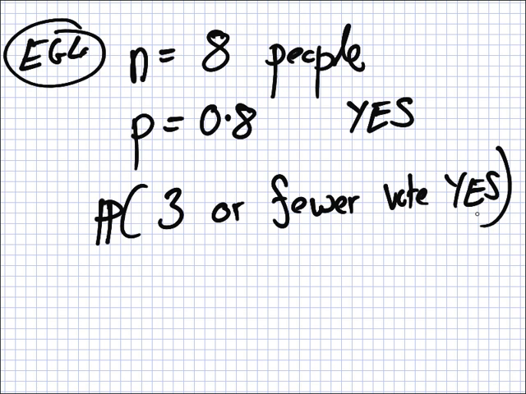I'll have to calculate it. That sounds wrong. It's very likely that people are voting yes, so I'd expect it to be unlikely that only 3 vote yes or fewer. So I'm thinking the answer should be a small number, not a big number. I think. I'm not sure. I'll have to calculate it.